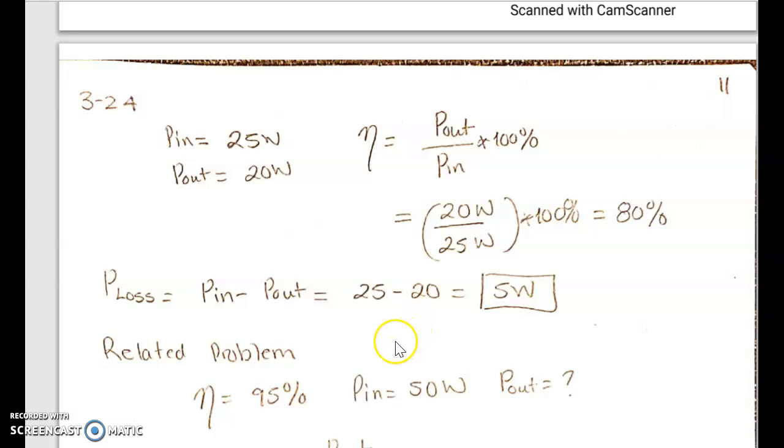In problem 3-24, they're asking: a certain electronic power supply requires 25 watts of input power. It can produce an output power of 20 watts. What is the efficiency and what is the power loss? So we have the P in is 25 watts. We have the P out to be 20 watts.